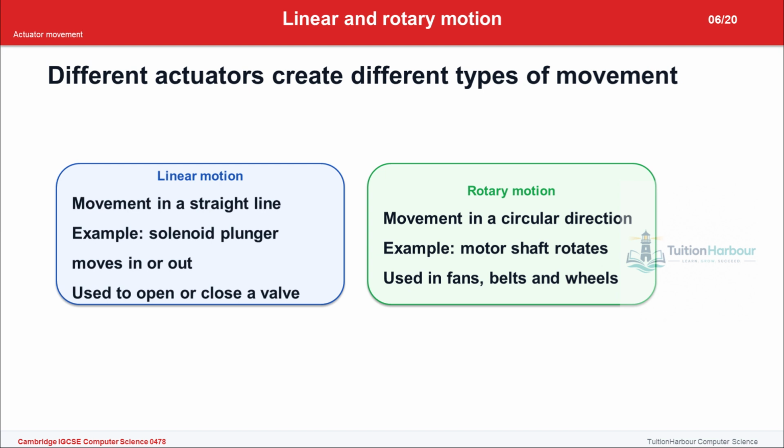Linear and rotary motion. Linear motion means movement in a straight line. A solenoid plunger moving in or out is an example. Rotary motion means circular movement. Motors produce rotary motion and can operate fans, wheels, and conveyor belts.